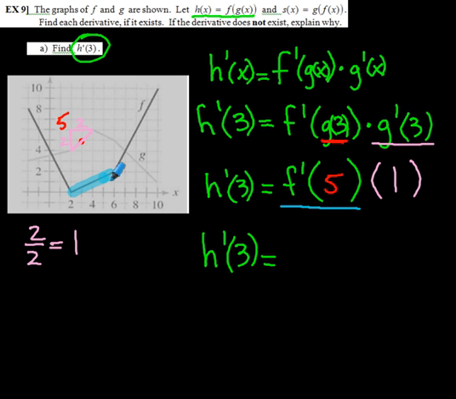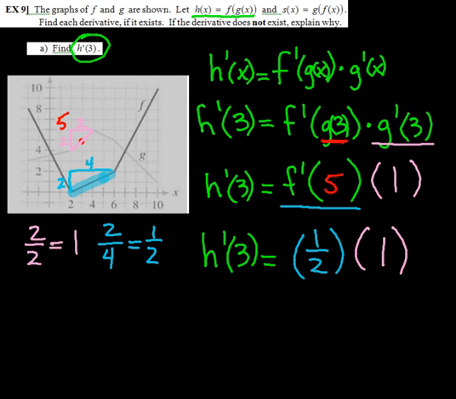So this piece right in here is what I'm going to take a look at finding the slope of. And again, if I use rise, run, I have a rise of 2, a run of 4. So I go up 2 over 4. So when I reduce that, that reduces down to 1/2. So f prime of 5 is simply 1/2. So when I have that times the quantity 1, that simply tells me that the derivative of h at 3 is going to be 1/2 times 1, which is just 1/2.